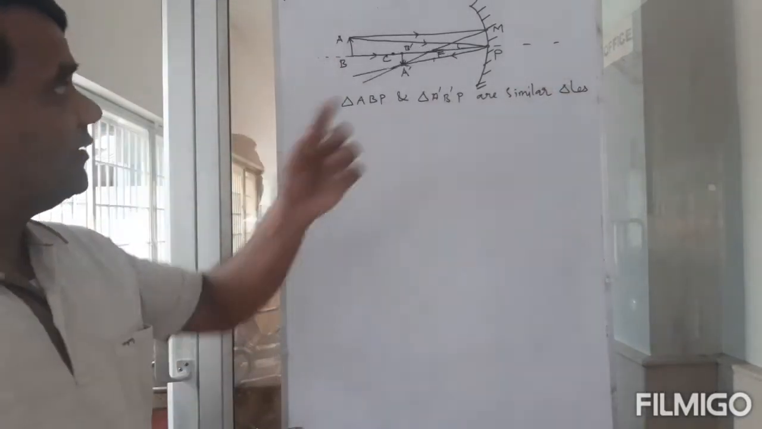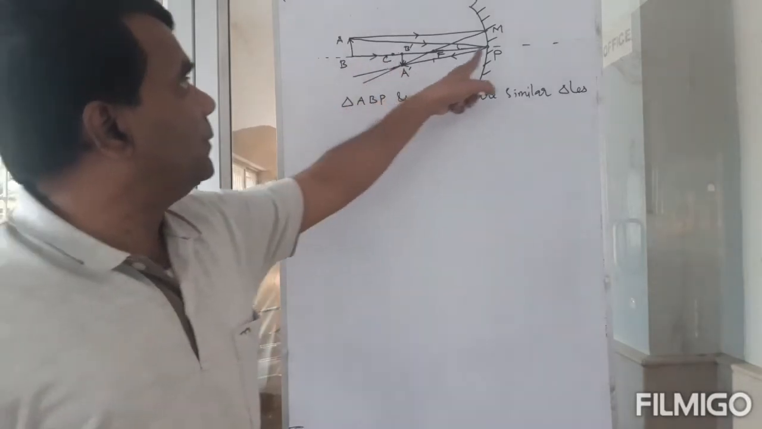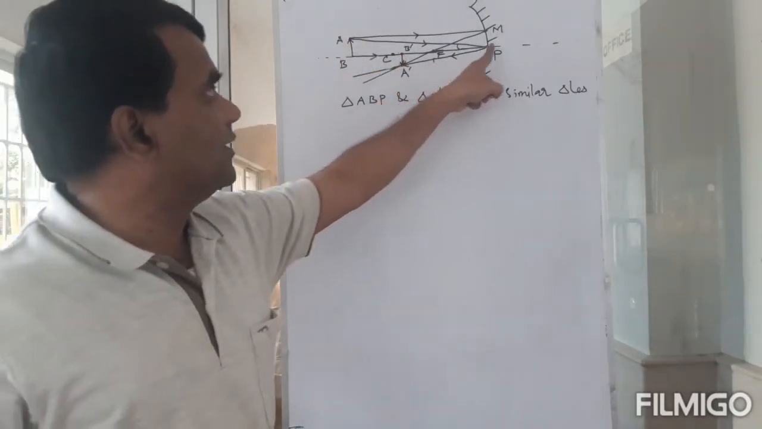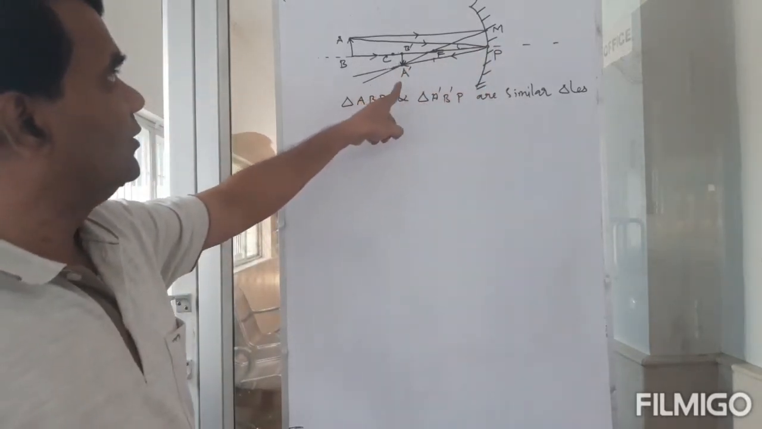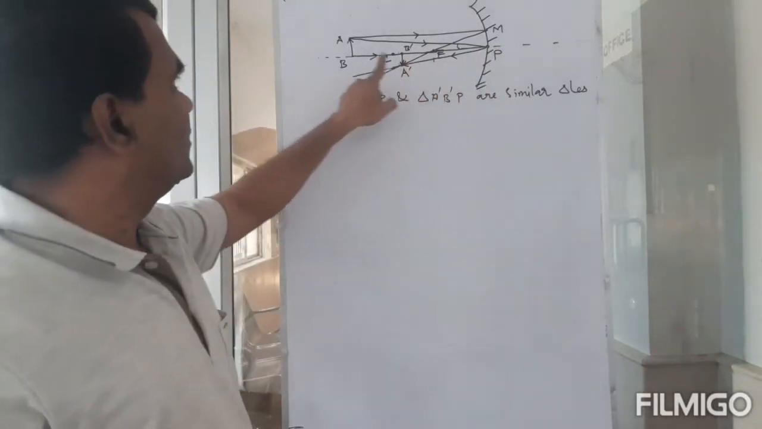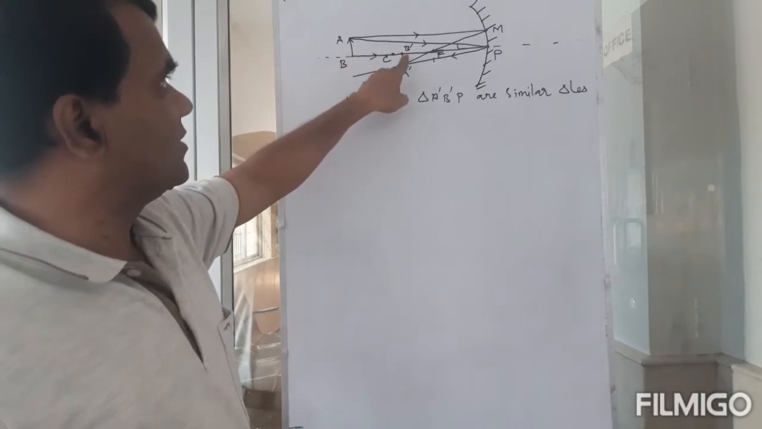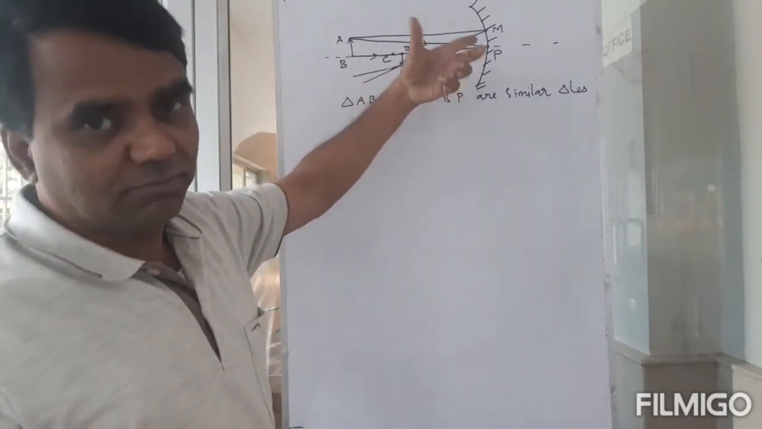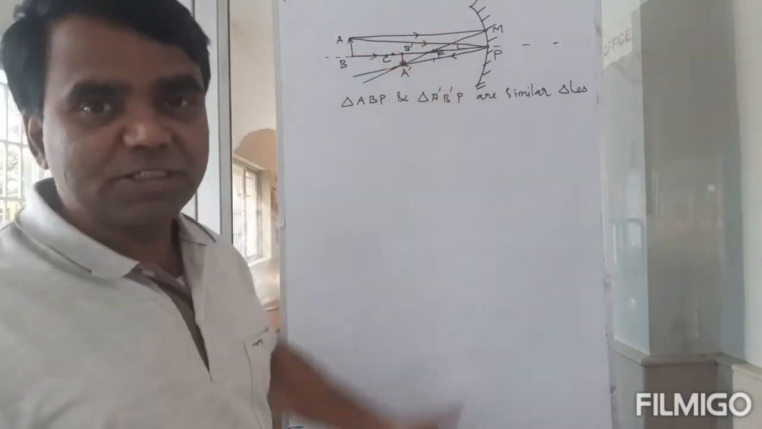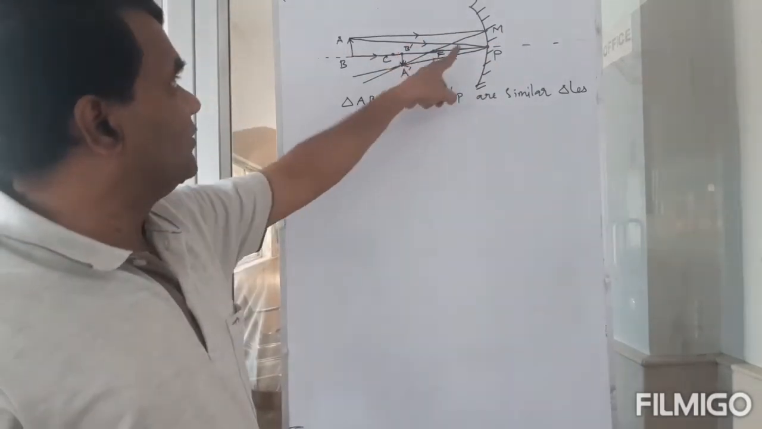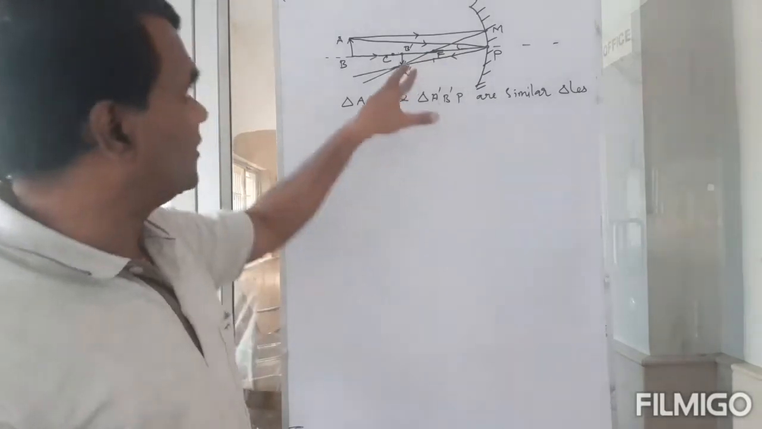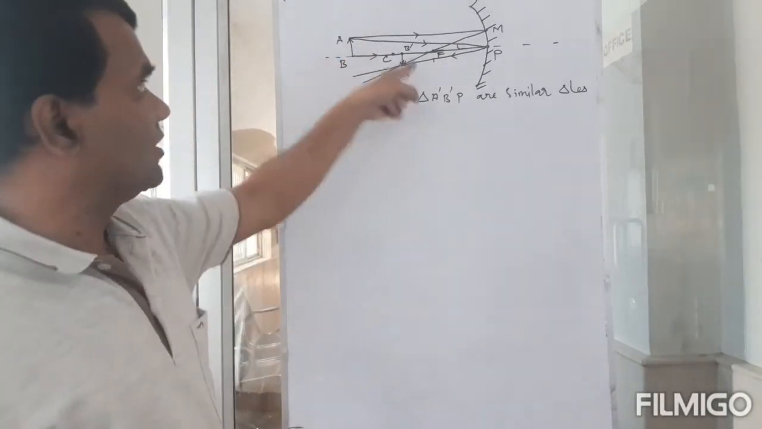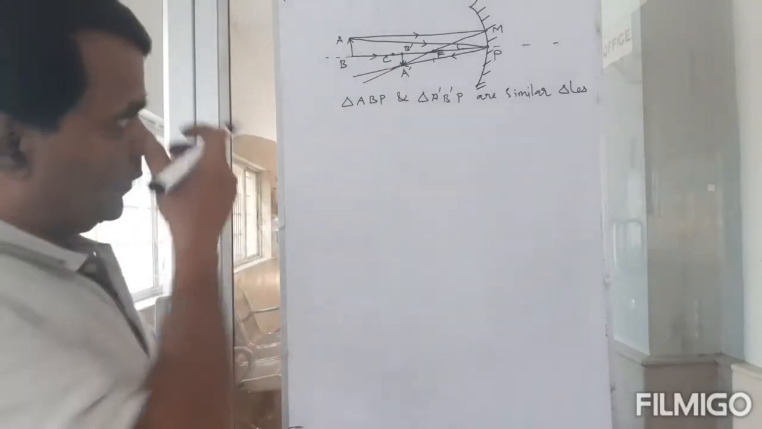Okay, so there, ABP, this triangle, and A dash B dash P, they are similar triangles. You know why? Notice that this angle is the same as this angle, 90, and this angle is the same as this angle. If these two angles are the same, the third angle must be the same. So by that rule, these two are similar triangles.